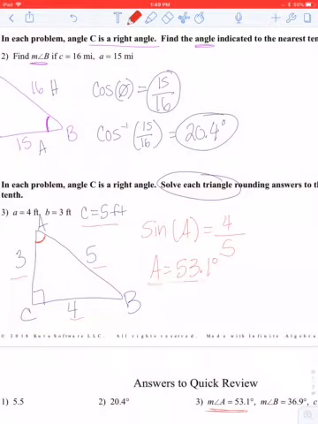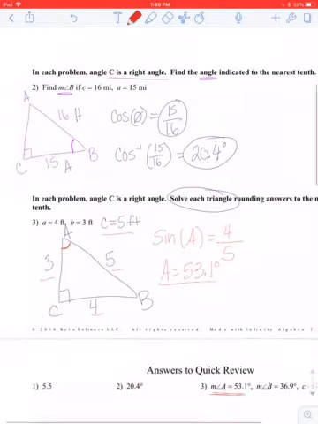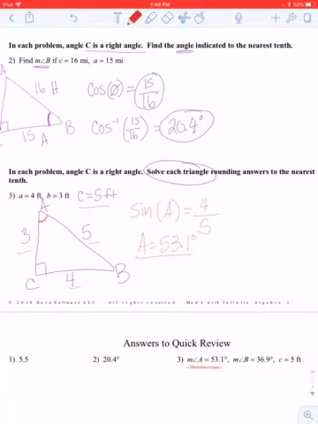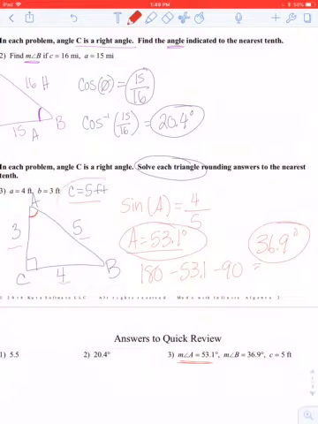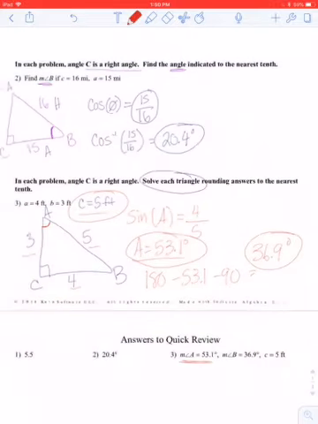So I've got C and I've got A. You could do SOHCAHTOA again to find angle B, but why not just subtract from 180? So do 180 minus 53.1 minus 90, and then you're going to get that 36.9 degrees easily. So you can use a couple different methods all in one problem.